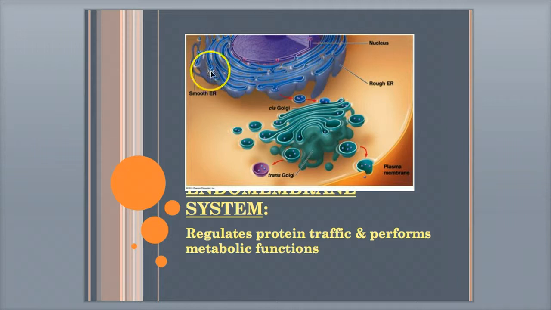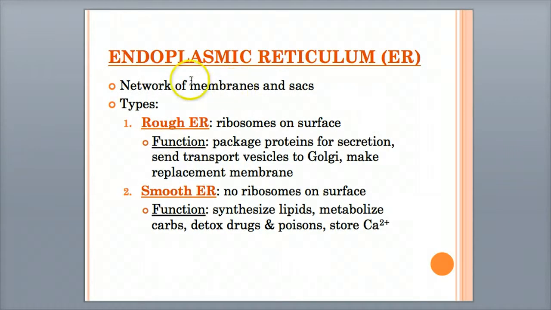Well, the very first thing we're going to talk about is ER. We just briefly talked about it in the last video. There are two types of ER, called rough ER and smooth ER. ER is basically a network of membranes and sacs. Another way to think about it is like a freeway between the nucleus and the outside of the cell. So the ER is like a freeway.